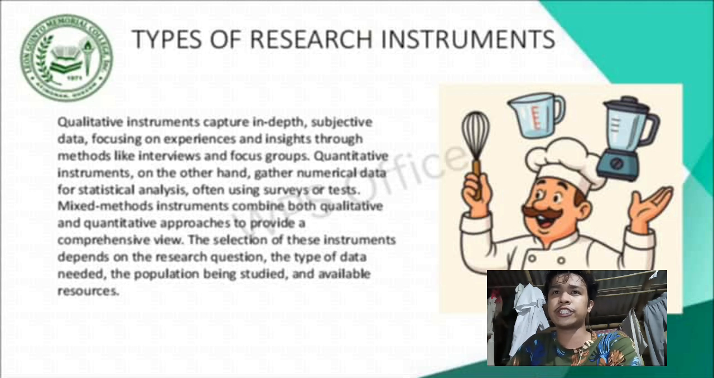So let's start with the first type, the qualitative instrument. These tools are used when we want to gather in-depth and detailed information. They help us understand people's experiences, feelings, and thoughts. Instead of numbers, qualitative research focuses on stories and insights. Some common methods include interviews, where the researcher talks one-on-one with someone to learn about their personal experience, and focus group discussions, where a small group shares their ideas and opinions on a topic.